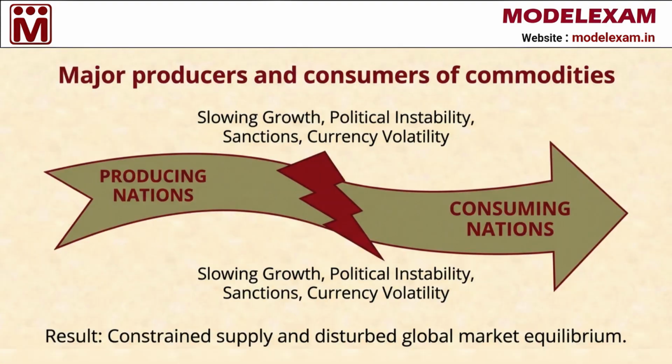We must also understand the flow between nations. We have producing nations on one side and consuming nations on the other. If everything is smooth, trade flows well. However, issues like slowing growth, political instability, or sanctions can act like a roadblock. When this connection is broken, it results in a constrained supply and disturbs the balance of the global market.